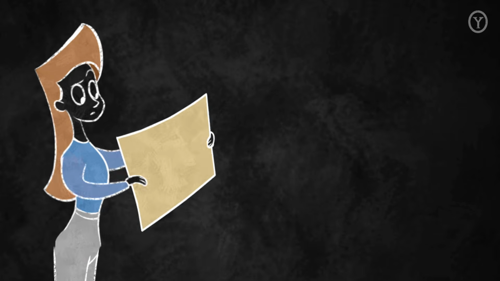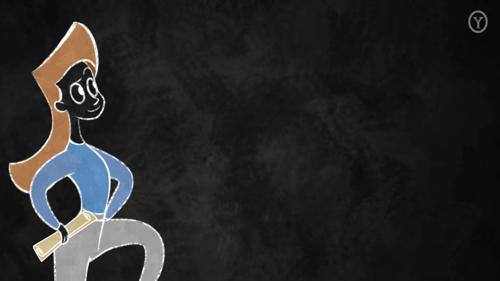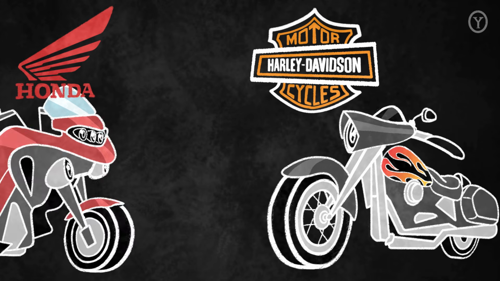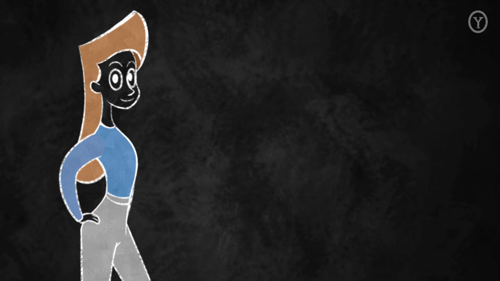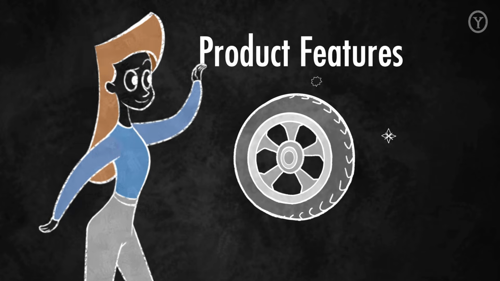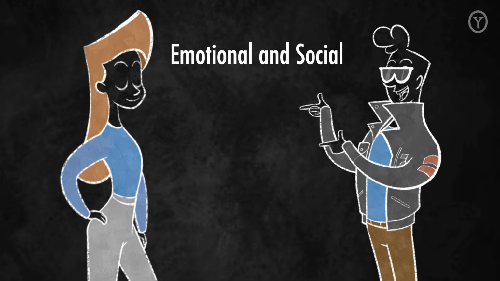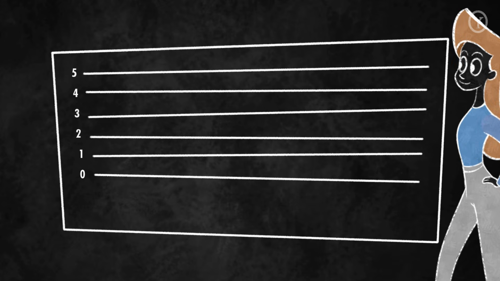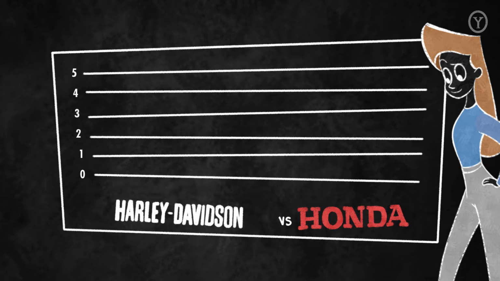So we've seen that a basic strategy canvas is a powerful tool, but can we rev it up with additional information? The motorcycle market competition between Harley-Davidson and Honda includes not only traditional competitive factors such as product features, but also emotional and social ones. Let's build a souped-up strategy canvas comparing Harley-Davidson and Honda.